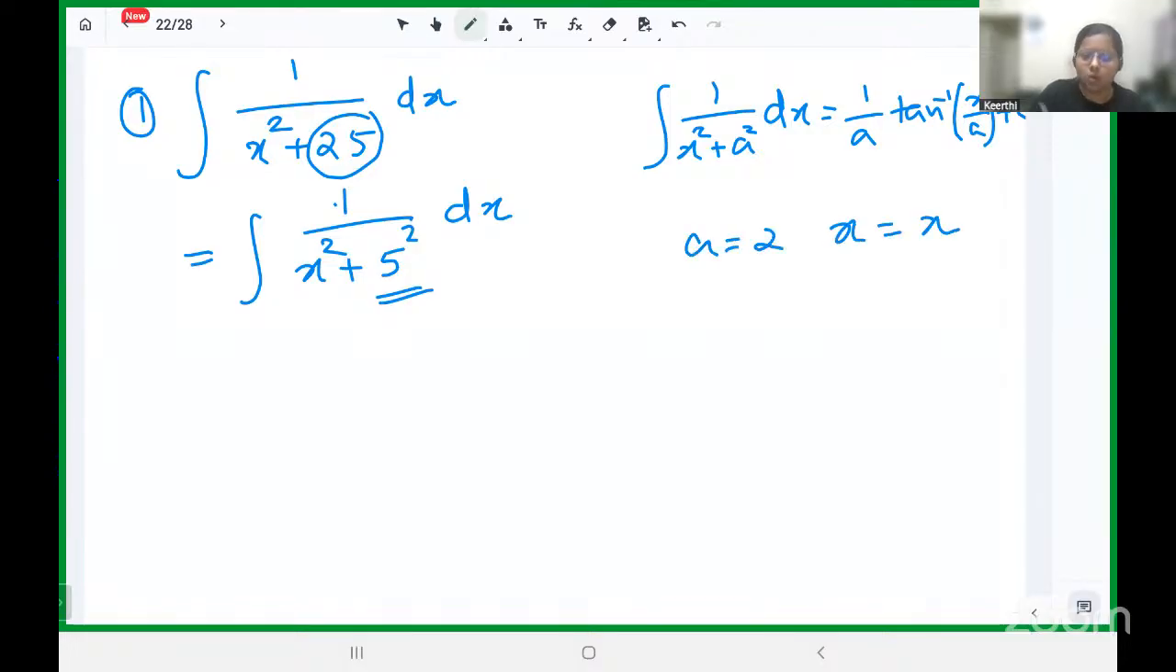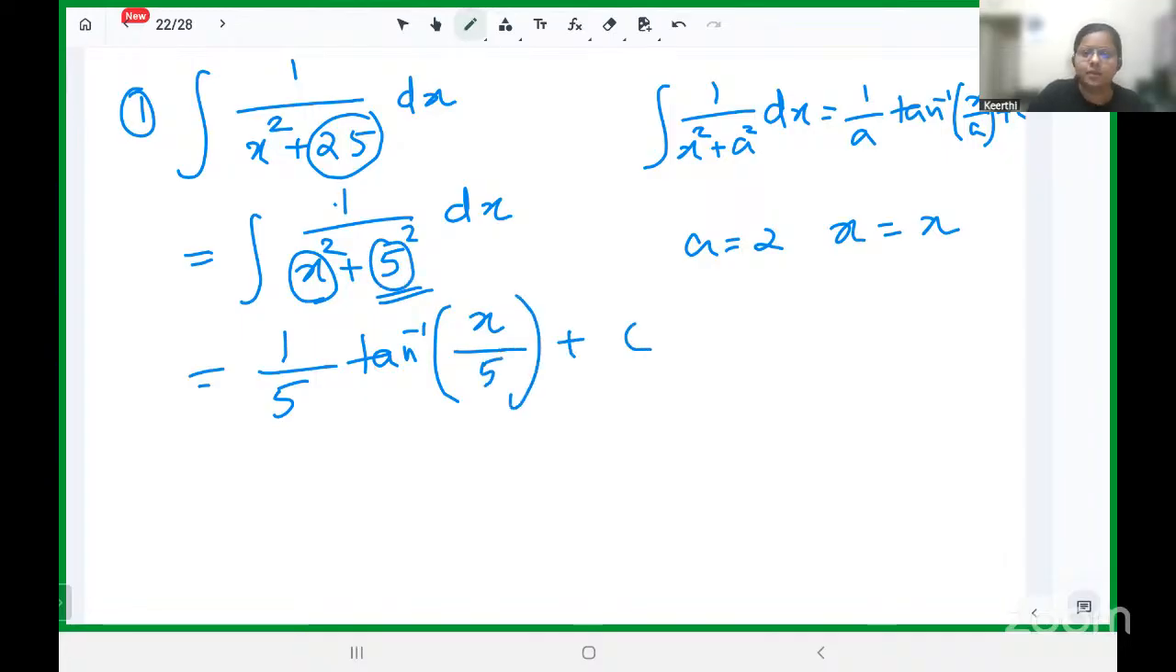So what will be the value of this integral? It is nothing but 1 by a, 1 by a means 1 by 5, tan inverse of, in the place of x, it is x itself, so x by, in the place of a, it is 5. So x by 5 plus c. 1 by 5 tan inverse of x by 5 plus c. Okay, now we'll do one more problem.